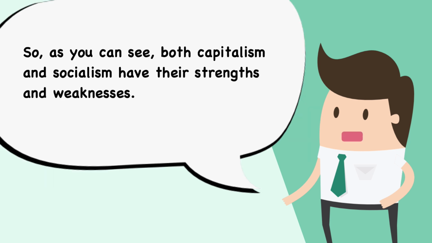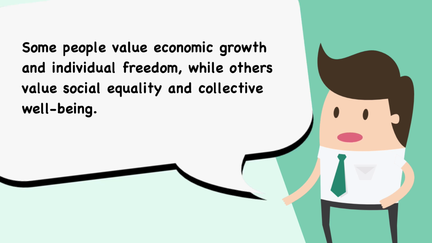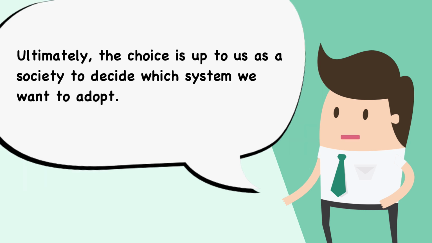So as you can see, both capitalism and socialism have their strengths and weaknesses. The choice between the two depends on the values and priorities of a society. Some people value economic growth and individual freedom, while others value social equality and collective well-being. Ultimately, the choice is up to you as a society to decide which system we want to adopt.